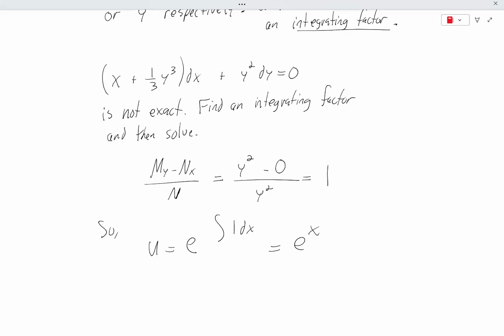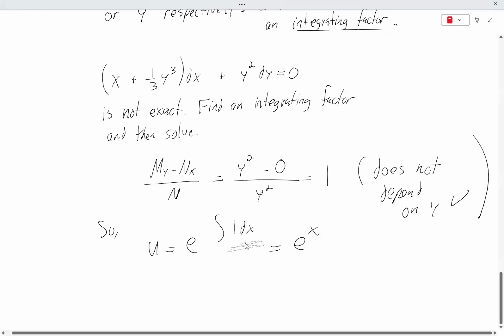Okay, so basically here, this is good because it does not depend on y. So that means this will work because that doesn't depend upon y. If it depended upon x, it's okay because you can still write this here then. Now what you do then, you multiply through by this now.